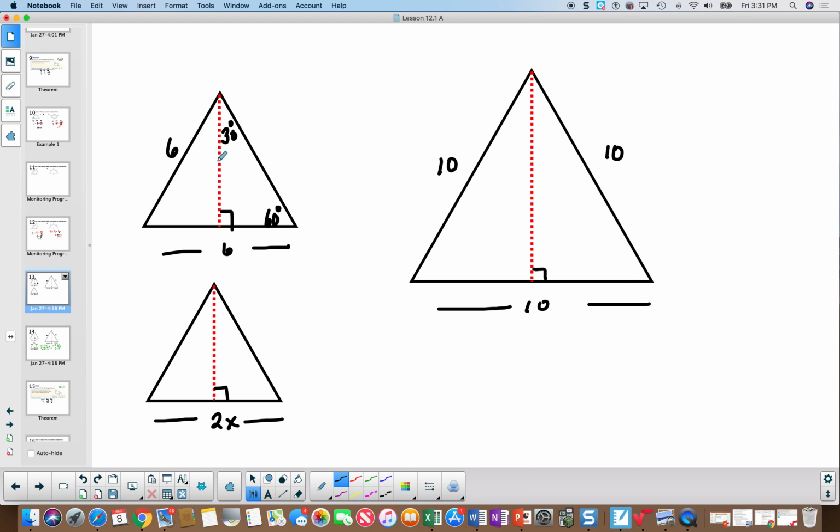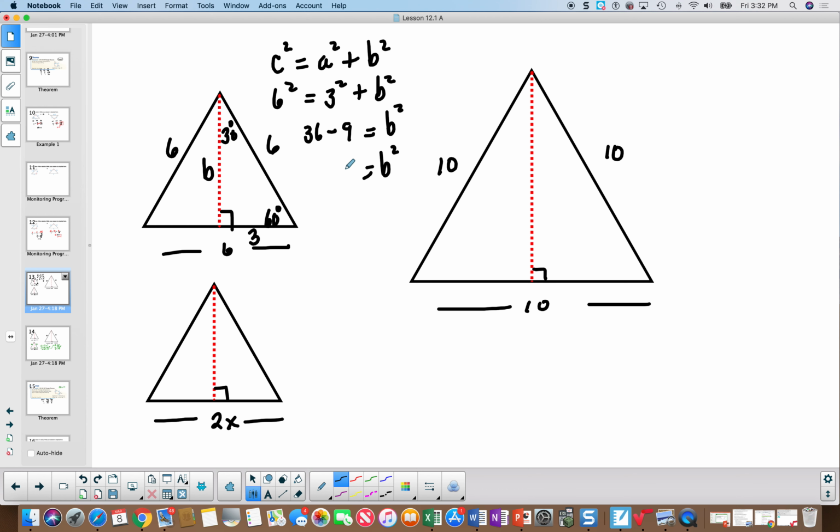Now, in this situation, all sides are 6, and we know that right here, this altitude has divided this equilateral triangle, and we know this answer is 3. Okay, so let's use the Pythagorean theorem to help us find b. So we're going to do c squared is equal to a squared plus b squared. We know we have 6. We know one of the sides is 3, and we're looking for the other side. So then b squared will be equal to, now this is 36, take away 9, and b squared will be equal to 27. Now I'm going to take the square root of both sides, and b is equal to, now I know there's a 9 in there, so this will be 3 root 3. So this is interesting. This is the short leg, and this is the long leg, and this is the hypotenuse.